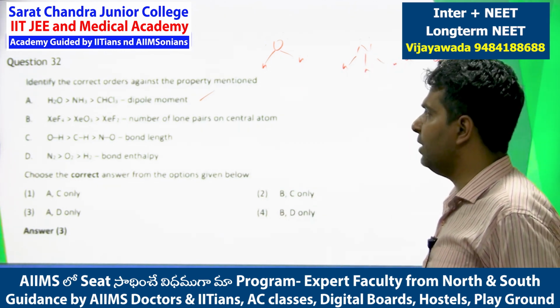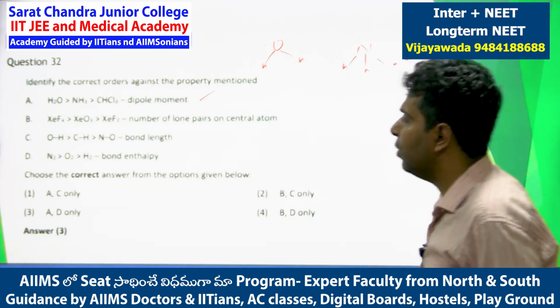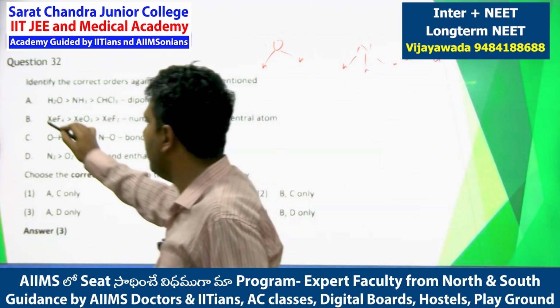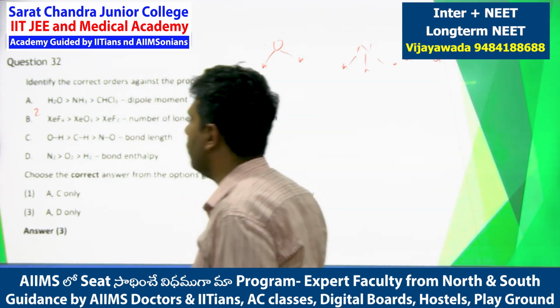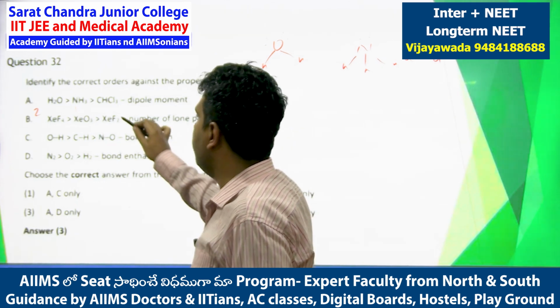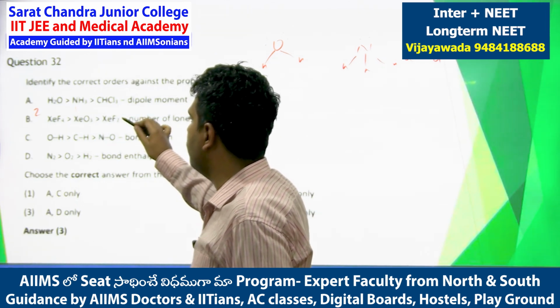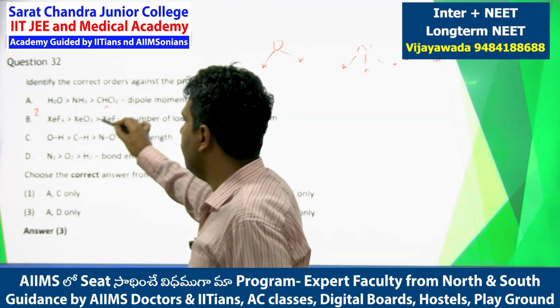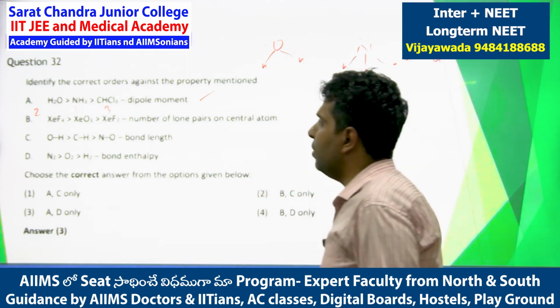Then XeF4, XeO3, XeF2, number of lone pairs. The number of lone pairs in XeF4 will be two lone pairs, total 4 electrons. XeO3, 6 plus 1 lone pair. XeF2, there will be 8 minus 2, that is 6, so 3 lone pairs. So the number of lone pairs order is not correct.